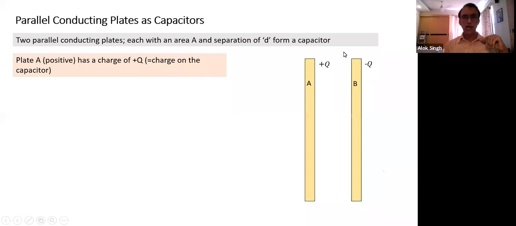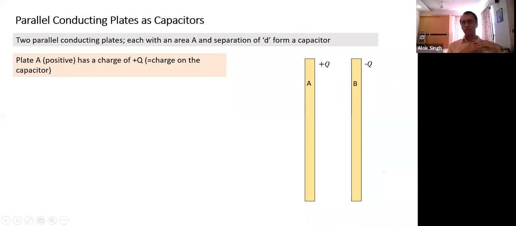So what is the charge of the capacitor here? The net charge of the capacitor always remains 0, but the charge of the capacitor here is plus Q. What is the potential of the capacitor? To find the potential of the capacitor, I need to find the potential difference between A and B, the positive plate and the negative plate. Can we find the potential difference in terms of Q, A and D? What is the potential difference between the two plates, which is called the potential of the capacitor?